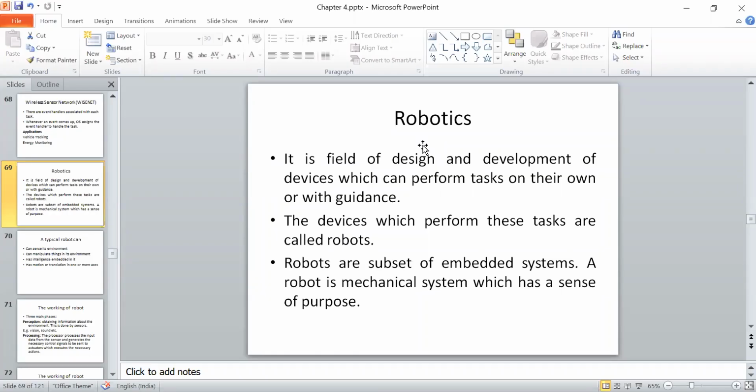So today we will discuss robotics. In the case of robotics, you already know that it is a field where we design and develop devices that can perform their task on their own, and with guidance. When they are able to perform their task on their own, it is because they have learned. So initially we have to give them certain guidance or learning, so that based on that learning they can learn new things from the environment in the future. Initially we give them an initial learning, and after that they are able to perform the task on their own.